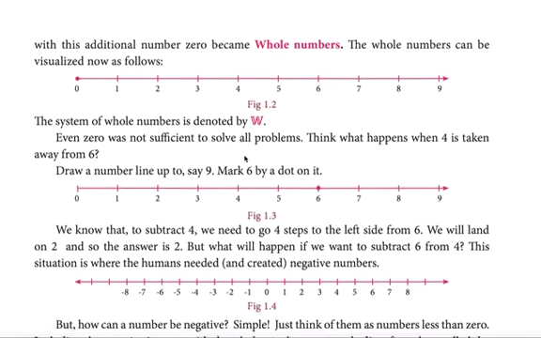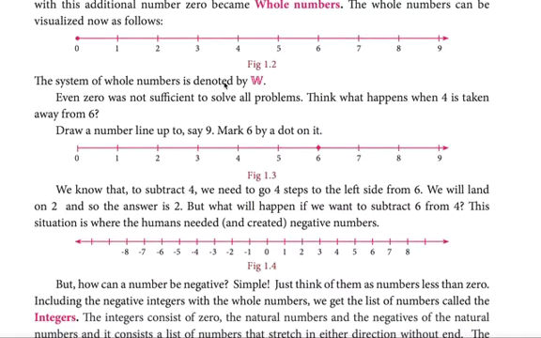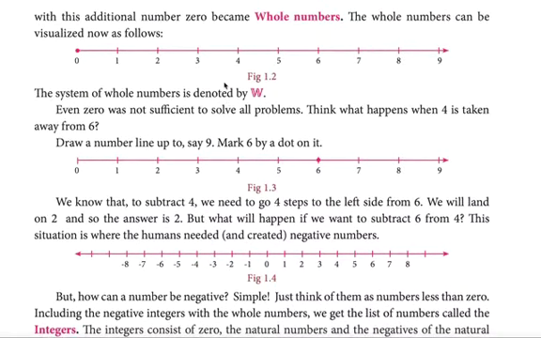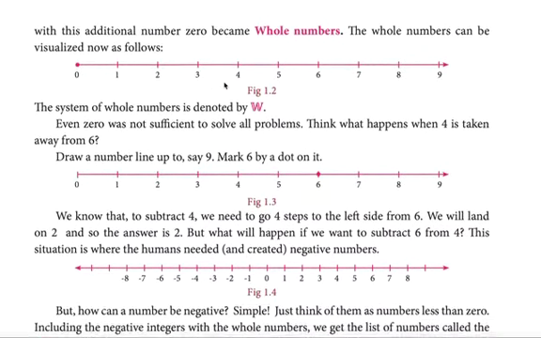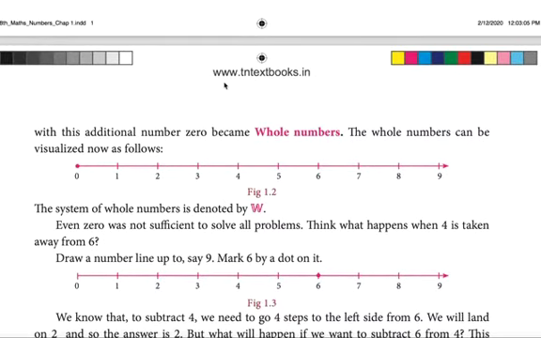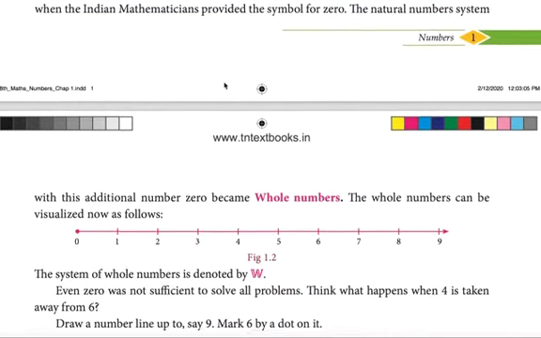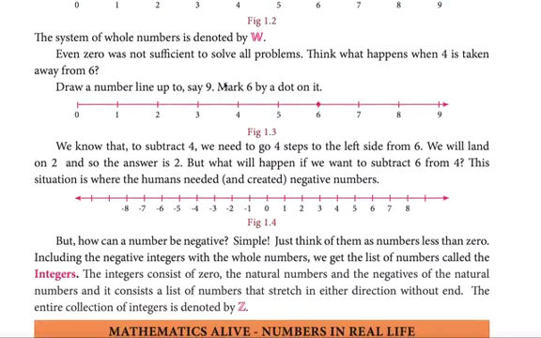Fine. What is a whole number? When you add 0 to the natural numbers, they will be called whole numbers. The difference between natural numbers and whole numbers is 0. If you include 0, it becomes a whole number. Okay. Whole numbers are denoted with W.